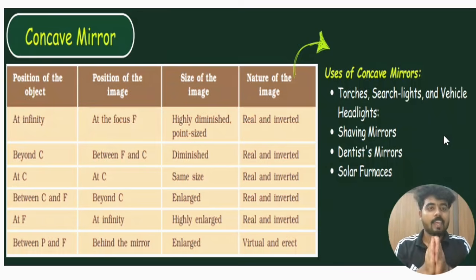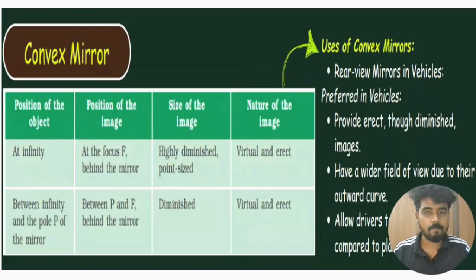Okay. Now, the uses of concave mirror. Where are we using the concave mirrors? We are using them in torchlights, searchlights, vehicle headlights, shaving mirrors, dentist mirrors, and solar furnaces. These are the places where we are using the concave mirror. Now we are going to the next topic, which is known as convex mirror.